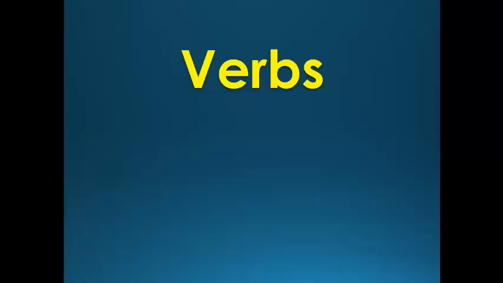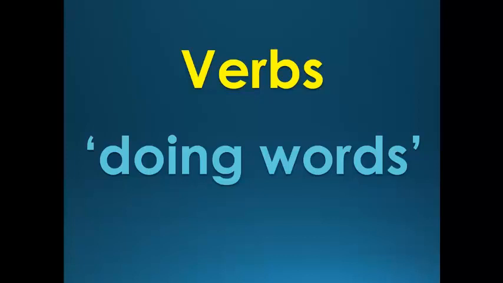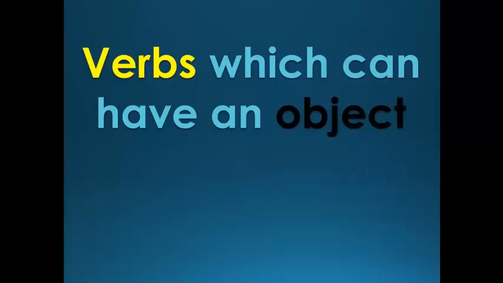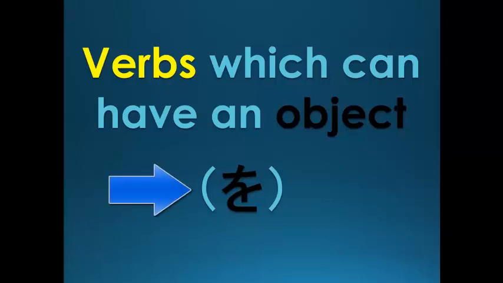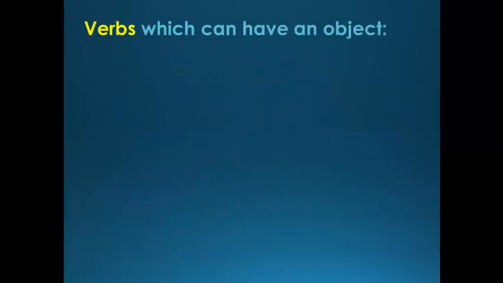In this video tutorial, we're going to learn some verbs. Verbs are doing words, and there are three different kinds that we're going to be learning about. We're going to have a look at verbs which can have an object. An object in a Japanese sentence is followed by object particle o. Let's have a look at features of verbs which can have an object.